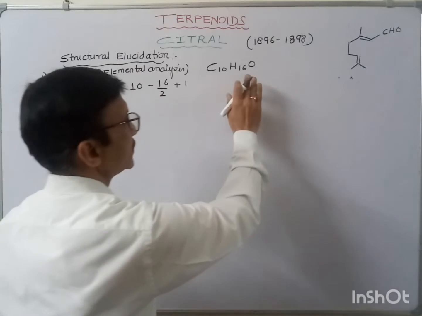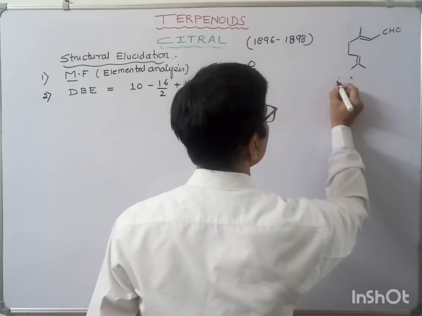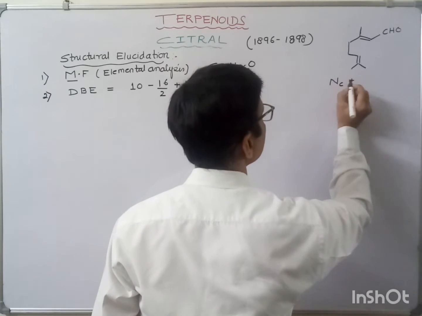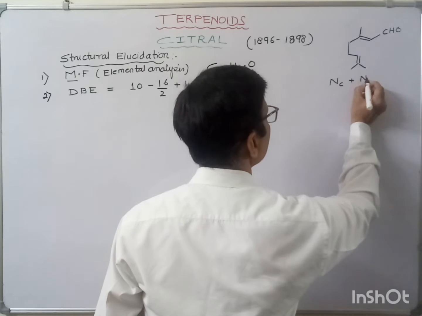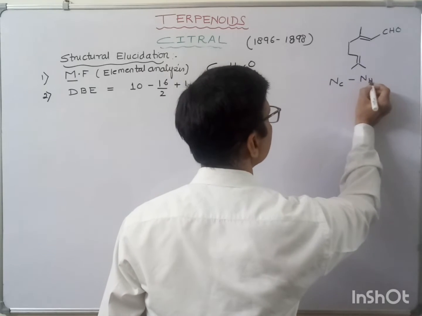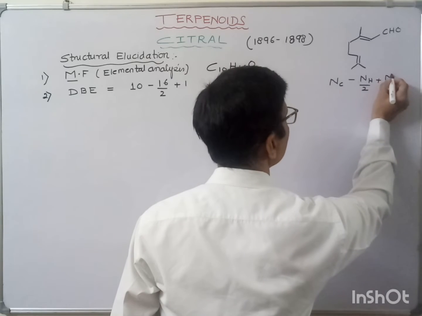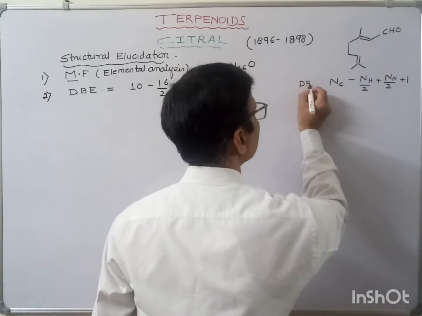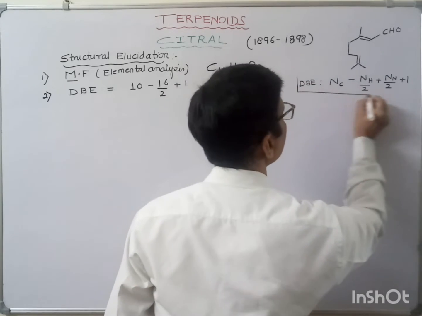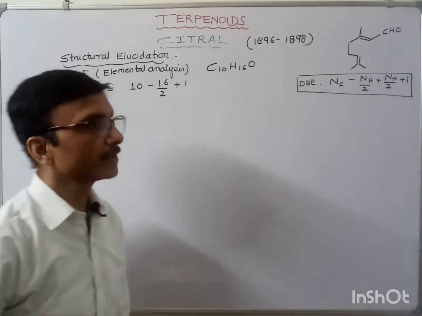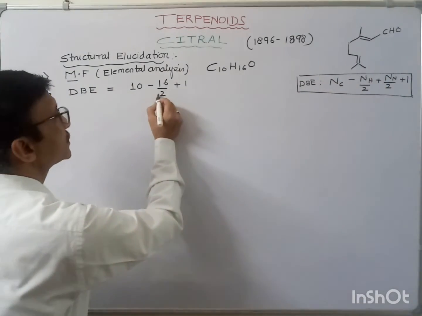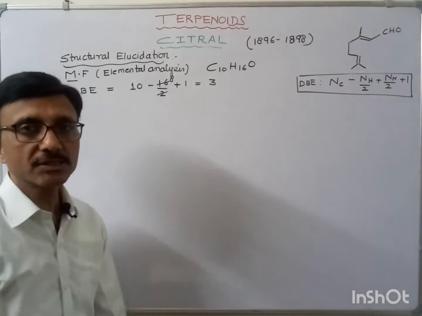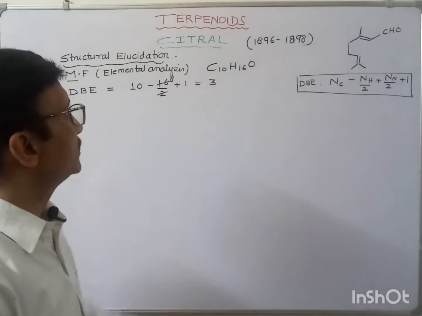So the formula for DBE is number of carbon atoms minus number of hydrogen atoms divided by 2 plus number of nitrogen atoms divided by 2 plus 1. This is the general formula for DBE. Now if we calculate this, 10 minus 8 plus 1 is equal to 3. So DBE is coming out to be 3.